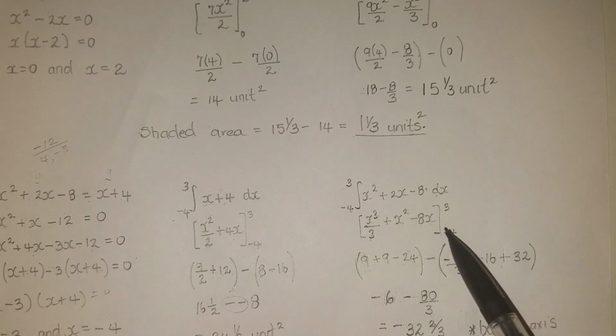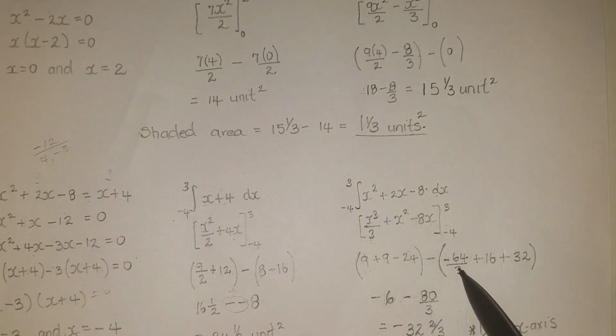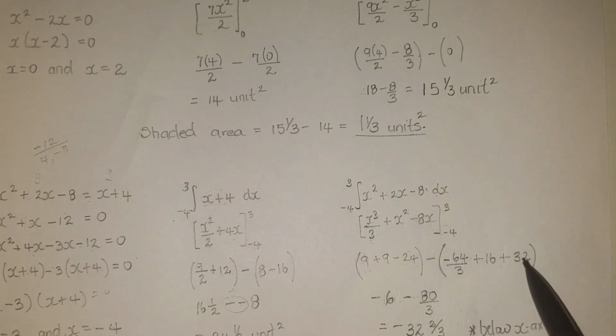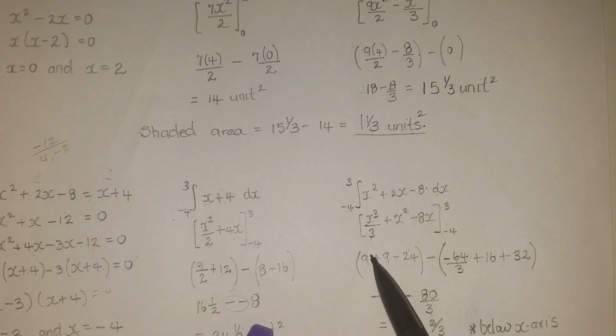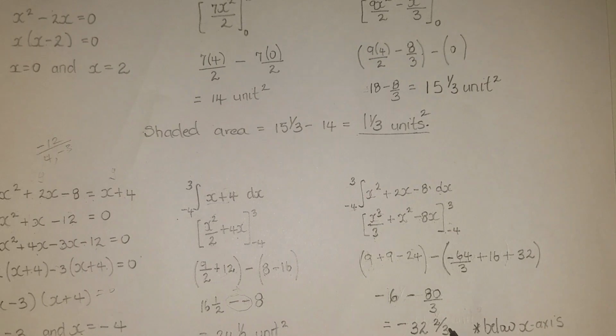Now for the lower. Negative 4 cubed is negative 64. We put that over 3. Negative 4 squared is a positive 16. And negative 4 times negative 8 is a positive 32. Here we have 9, 2 9s, 18 minus 24 is a negative 6. Write back our minus sign. And this bracket, when calculated, gives us a negative 80 over 3. When this is solved, it works out to a negative 32 and 2/3.